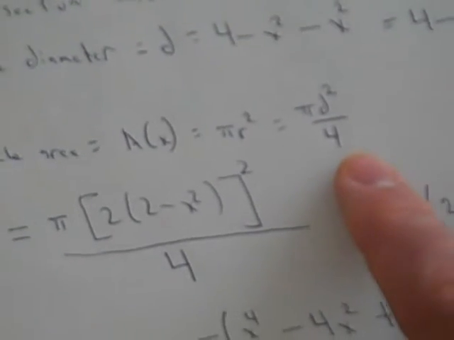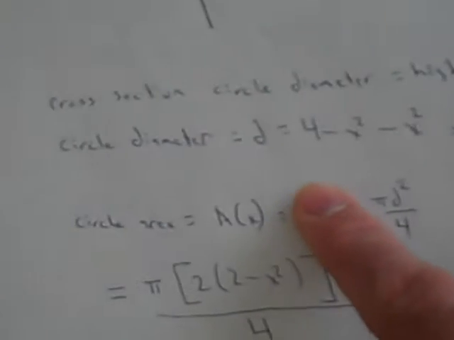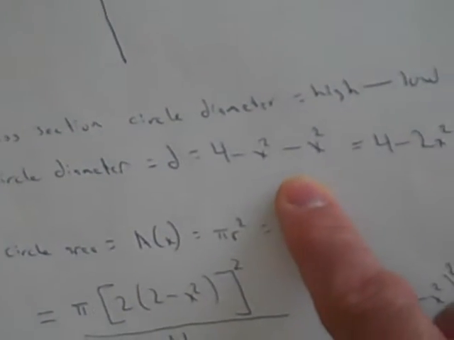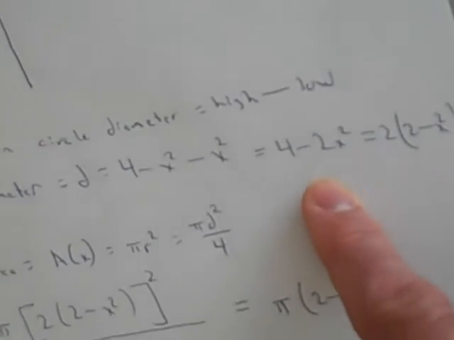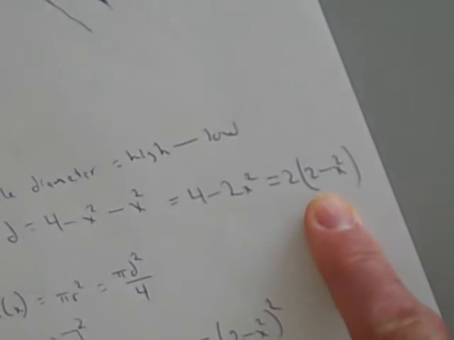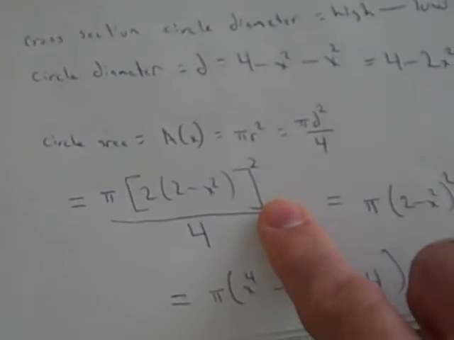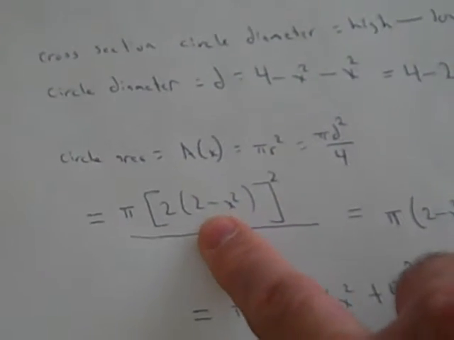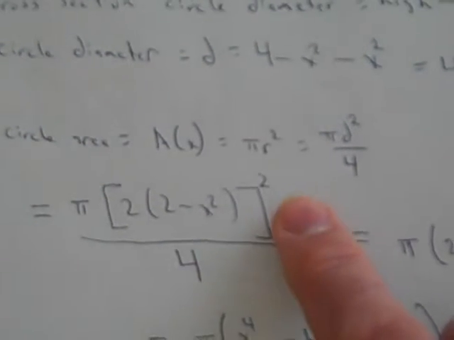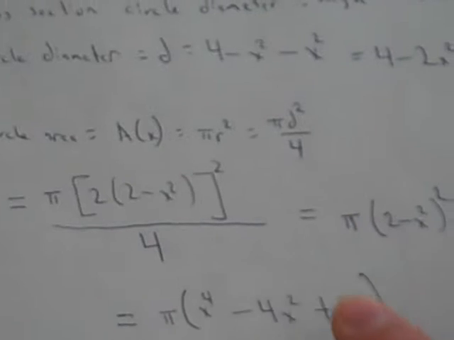Okay, and so now, here's the deal. Now, our diameter d, let me go back up, is 4 minus x squared minus x squared. That's 4 minus 2x squared, and you can factor out a 2, and you get 2 parens, 2 minus x squared. So we wind up with pi times diameter, which is this whole thing in braces squared, 2 in the parens and all that squared, over 4. Pi d squared over 4 is what I'm doing.